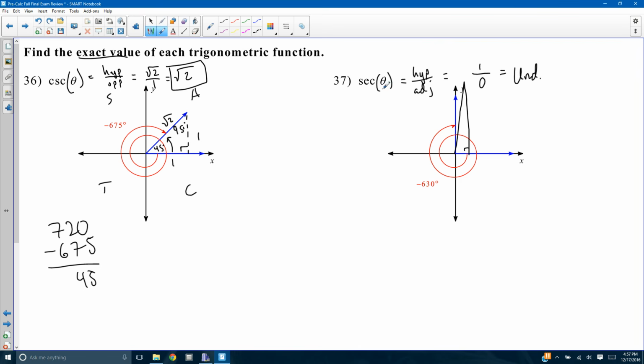Exactly so. Try and take the secant of negative 630 degrees in your calculator. Make sure that your mode is in degrees, and you can confirm that. Although, of course, this was the non-graphing calculator stuff, but I think I'm about to jump right into the graphing calculator stuff. So if you're ready, I am.